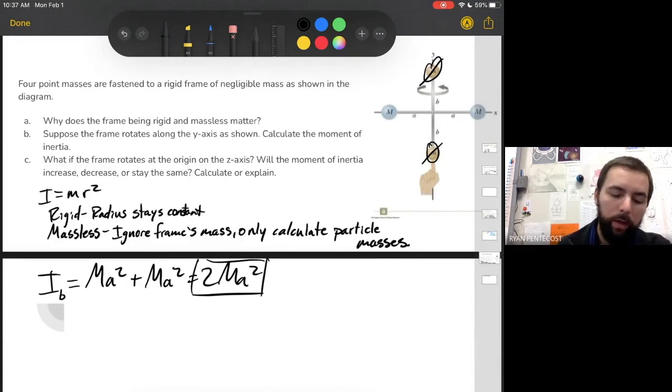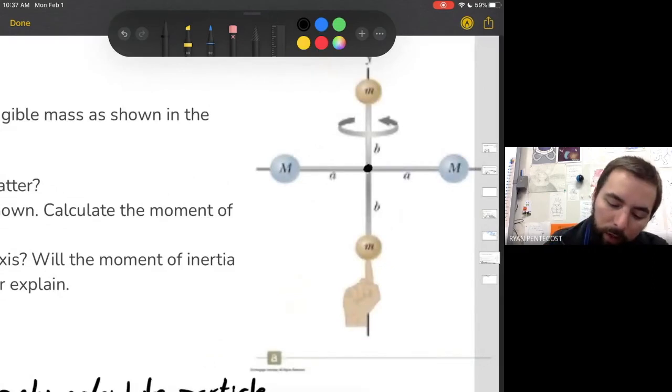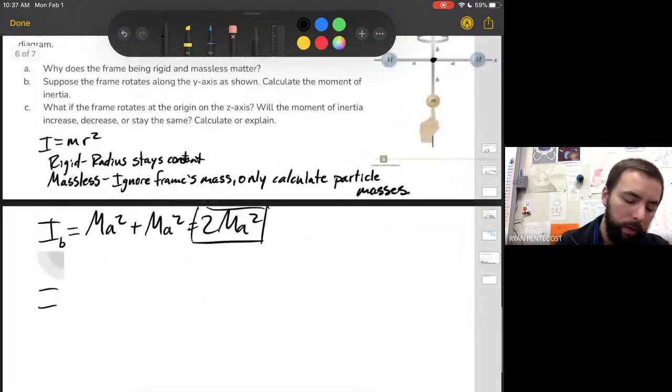Now, if we want to look at what happens if the frame now rotates at the origin on the z-axis, will the moment of inertia increase, decrease, or stay the same? Calculate and explain, or explain. We'll do both. So the z-axis is coming right out of the origin, and imagine it's either coming out of the screen or going into the screen, right? That is the direction we're talking about when we talk about the z-axis. So if it rotates about the z-axis, I see. Okay.